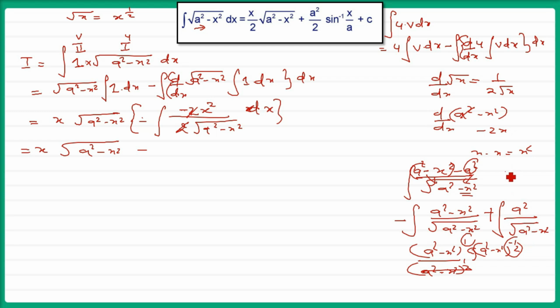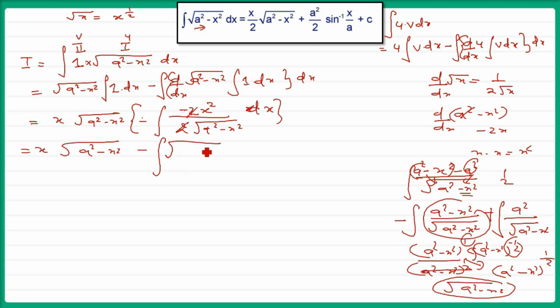And what is x? Under root, this is a square minus x square. So you'll get a square minus x square to the power half, and this half is nothing but under root, which I told you in the beginning. So under root a square minus x square can be written in this place. Alright. So you have minus, and then you can write this. There is an integration also, right? A square minus x square under root a square minus x square. Let me write it like this. Then we have this a square by under root a square minus x square.